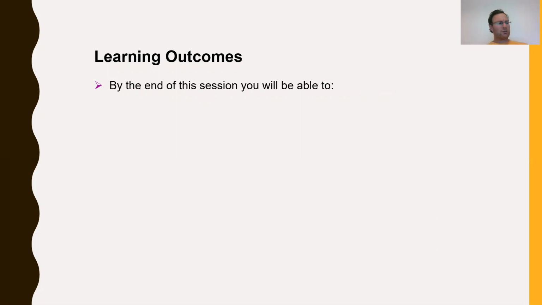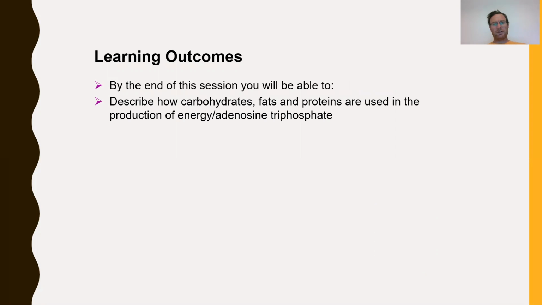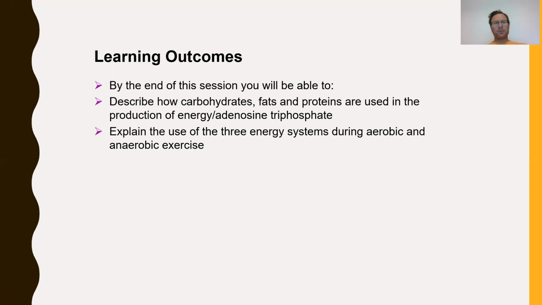By the end of this session, you'll be able to describe how carbohydrates, fats, and proteins are used in the production of energy. We're also going to look at the concept of energy, and how we can relay that to clients and maybe refine the language that we use. We're going to explain the use of the three energy systems during aerobic and anaerobic exercise. So we'll look at the different pathways, and what the similarities and differences are in each system.